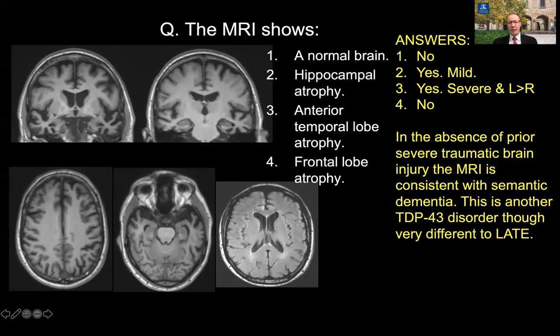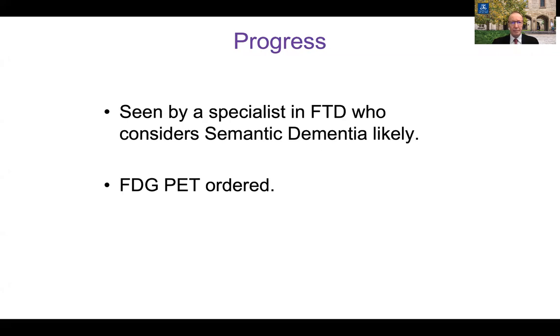In the absence of prior severe traumatic brain injury, the MRI is consistent with semantic dementia. This is another TDP-43 disorder, though it's very different to LATE, which is also a TDP-43 disorder that affects people over the age of 80. Semantic and other forms of FTD tend to have their onset earlier, in the 50s and sometimes 60s. The patient was seen by a specialist who looked at the MRI and felt that semantic dementia was likely, but an FDG PET was also ordered.